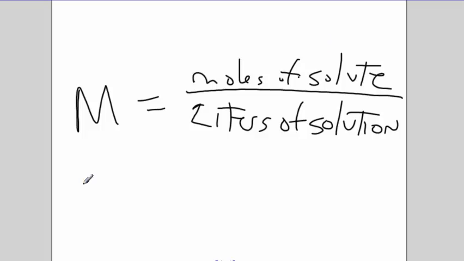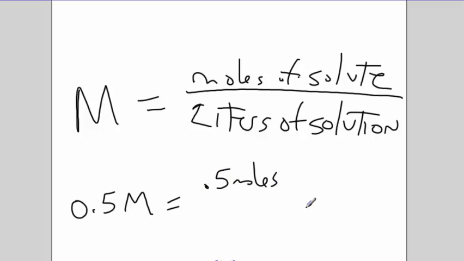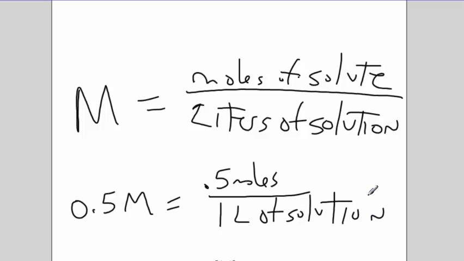So if something is, say, 0.5 molar, and that's how they would say that, 0.5 molar, it means there's 0.5 moles of whatever it is over 1 liter of solution. So let's say you had a saltwater solution. That does not mean there's 0.5 moles of salt over a liter of water. It means there's 0.5 moles of salt over a total volume of 1 liter.